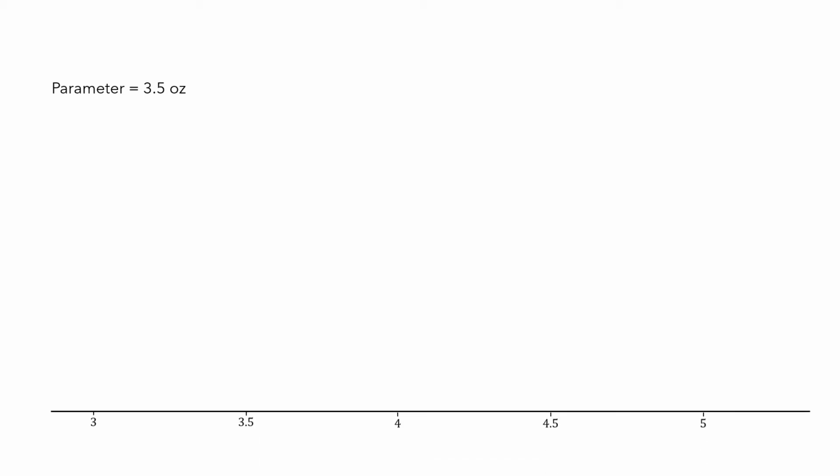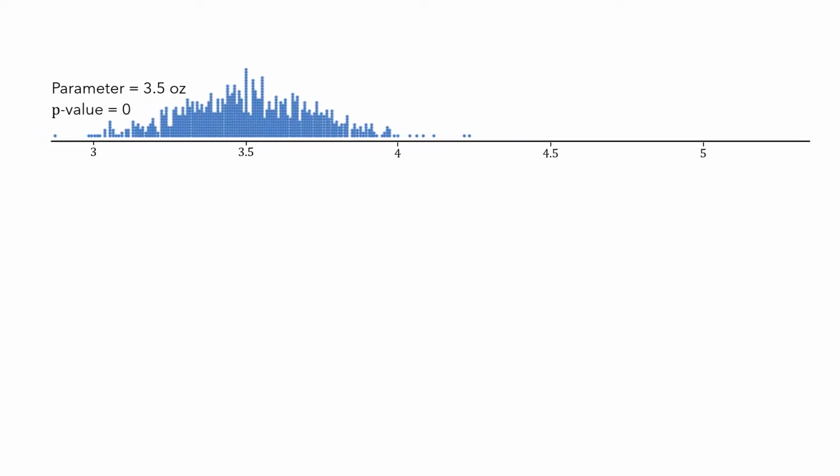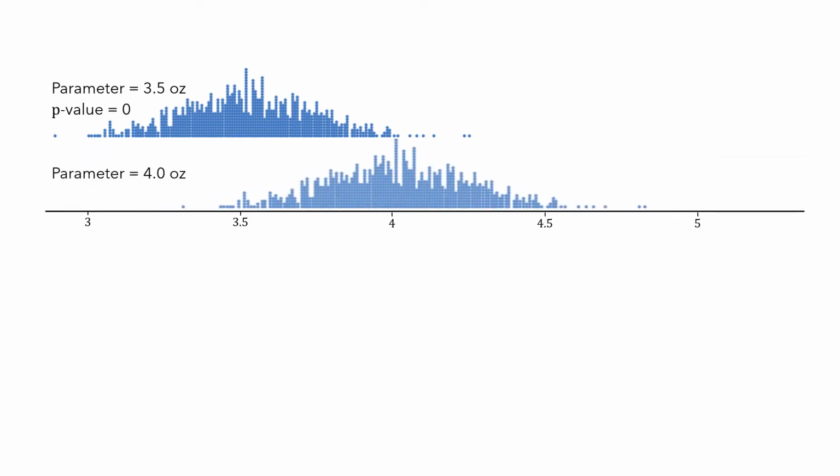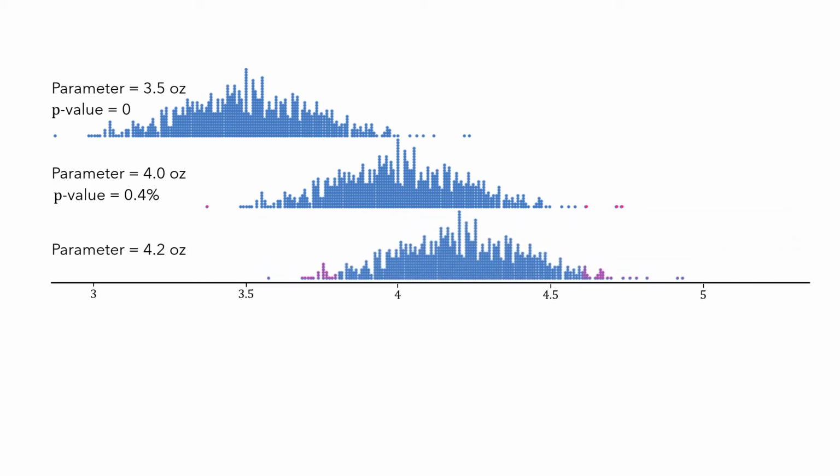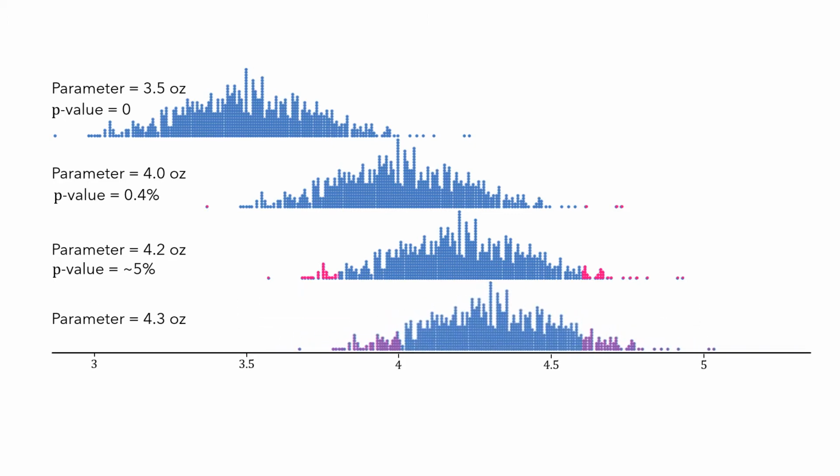So first, we made a model for a parameter of 3.5 ounces. We looked at the sampling distribution and saw that there was a p-value of roughly 0. Then we made a model for a parameter of 4 ounces, looked at the sampling distribution and saw that there was a p-value of 0.4%. Then, for a parameter of 4.2 ounces, the sampling distribution gave us a p-value of roughly 5%. And for a parameter of 4.3 ounces, the sampling distribution gave us a p-value of 14.4%. We figured out that any parameter between 4.2 and up to 4.6 ounces would make a statistic of 4.6 ounces get a p-value of at least 5%.